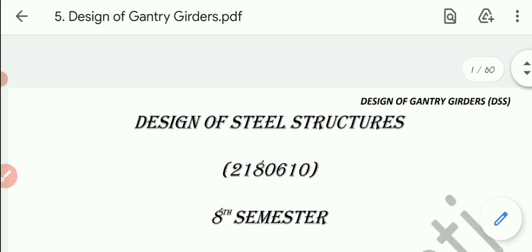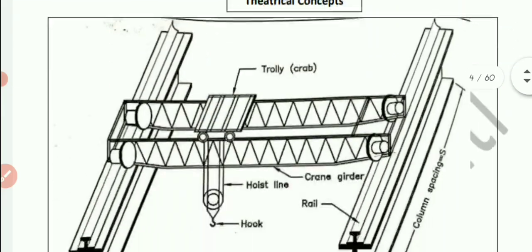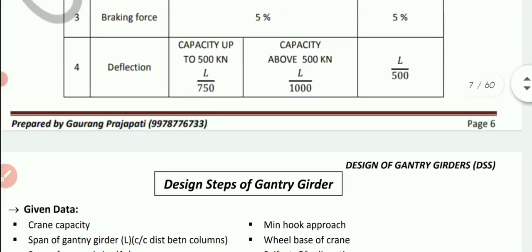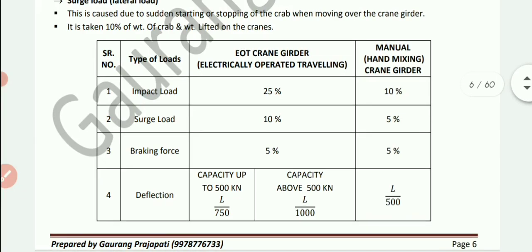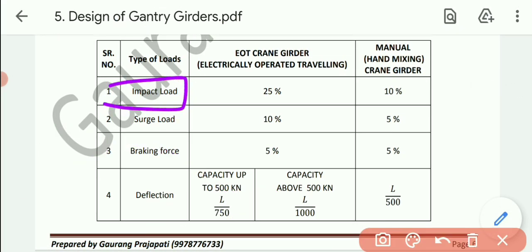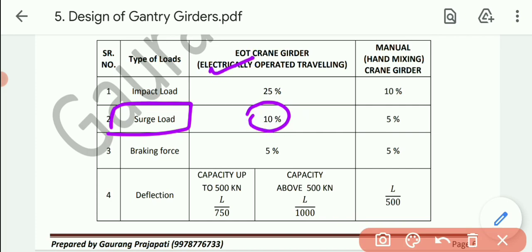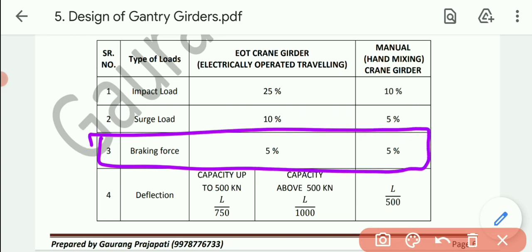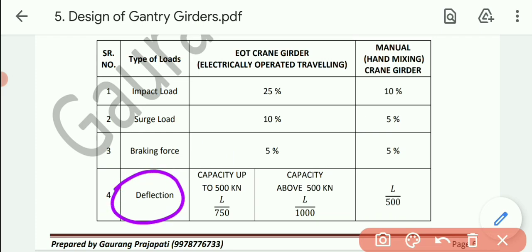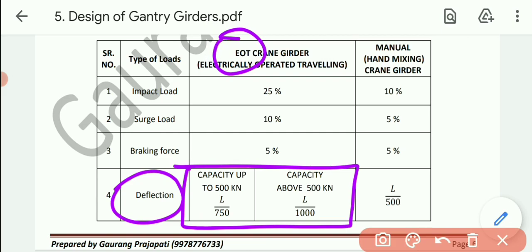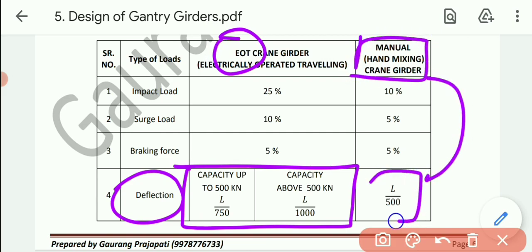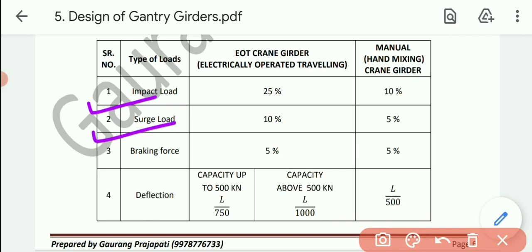As I told you earlier also, in this manual crane girder only 3 changes are there. Otherwise it is the same design as we have done already in the previous video of EOT crane girder. Impact load was taken as 25% in EOT, while it is taken as 10% in the manual. Second, surge load was taken as 10% in the EOT, while in the manual we have taken it as 5%. Braking force has no change, it is taken as 5% in both cases. In case of the deflection, these are the criteria given in the code for the EOT crane girder, while for the manual crane girder it is taken as this one. So there are basically 3 changes: impact load, surge load, and deflection.